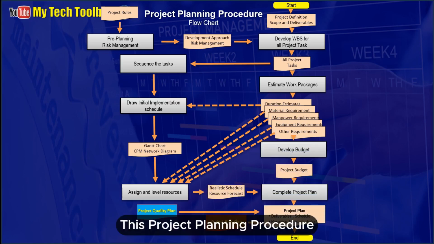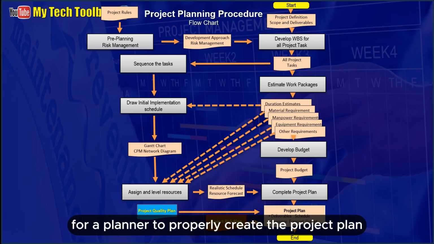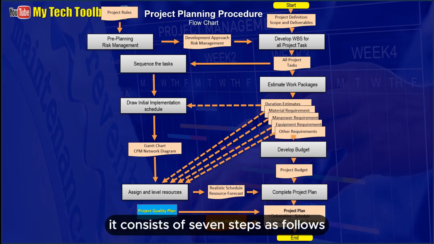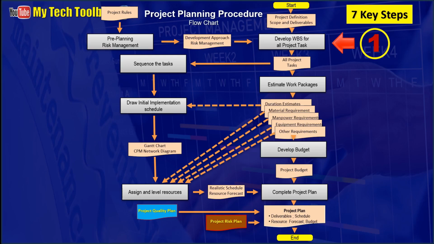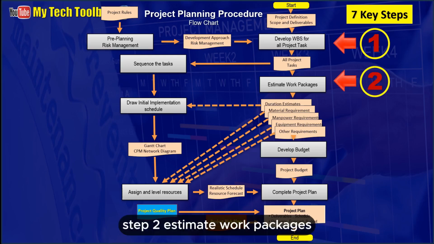This project planning procedure flowchart provides guidance for a planner to properly create the project plan. It consists of 7 steps as follows. Step 1. Create work breakdown structure, WBS. Step 2. Estimate work packages.